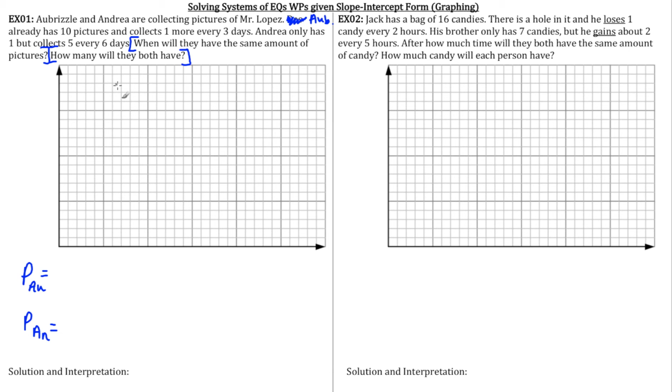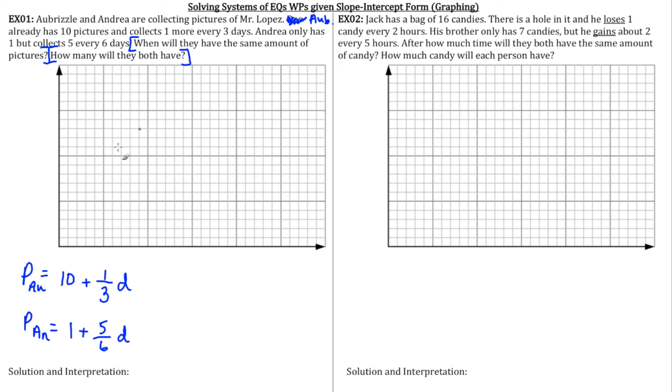And so Aubrey already has 10. And she collects, so she adds an additional 1 picture every 3 days to her collection. So she starts out with 10, and she gets 1/3 of a picture on average per day. Andrea, on the other hand, has 1 picture, so she starts with 1 picture, and her collection increases by 5 pictures every 6 days, or 5/6 of a picture on average per day.